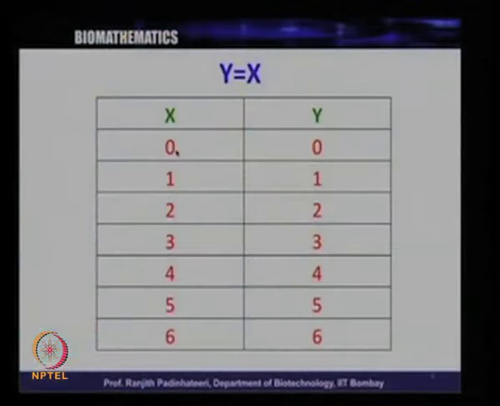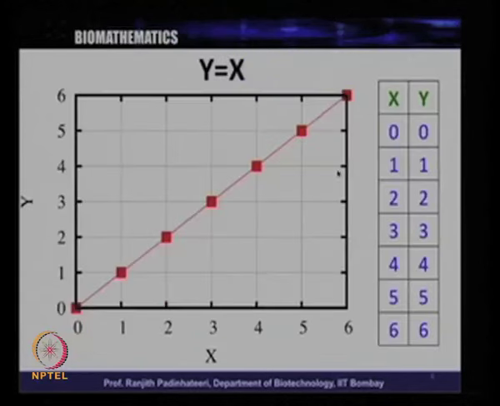As you can see in the slide, when x is 0, y is 0, when x is 1, y is 1, when x is 2, y is 2, when x is 3, y is 3, 4, 4, 5, 5 and 6, 6. This is very easy to understand, because for every x value, the y value is the same. This is the simplest function you can think of, and let us see how this is plotted.